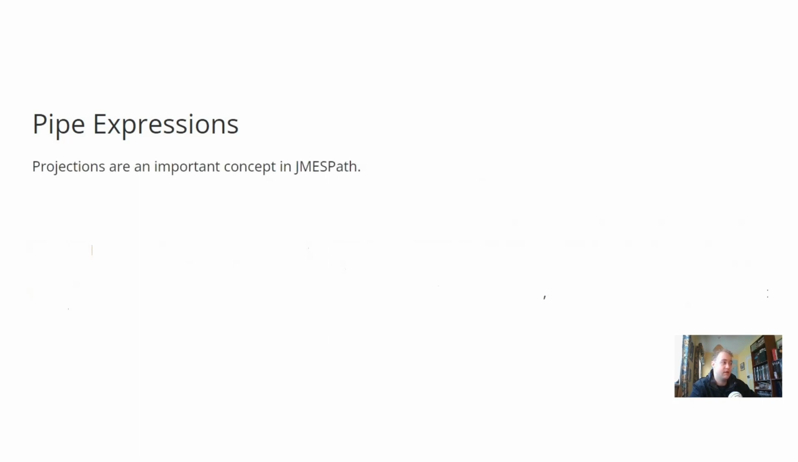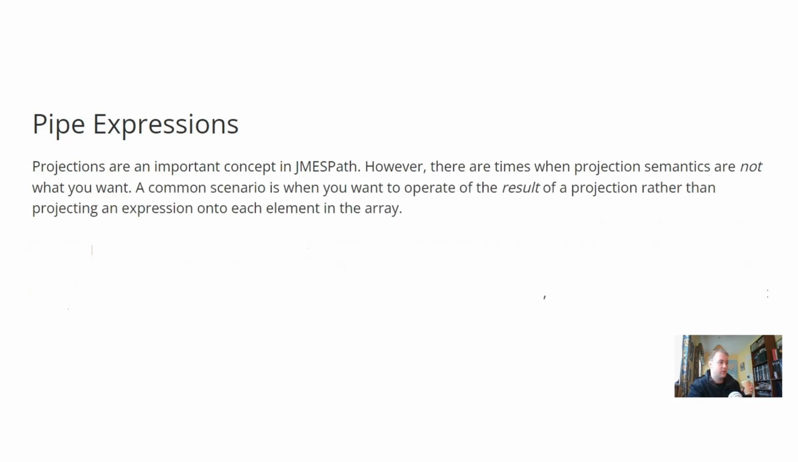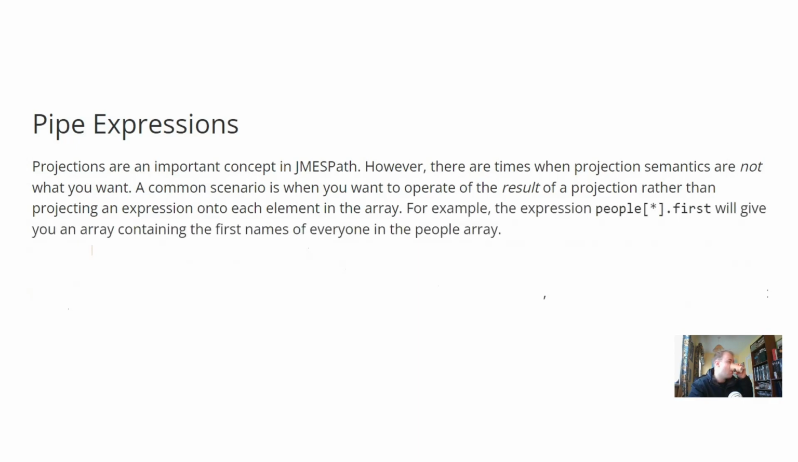Pipe expressions. Projections are an important concept in JMESPath. However, there are times when projection semantics are not what you want. A common scenario is when you want to operate on the result of a projection rather than projecting an expression onto each element in the array. The expression people star first will give you an array containing the first names of everyone in the people array. True. What if you wanted the first element in that list?